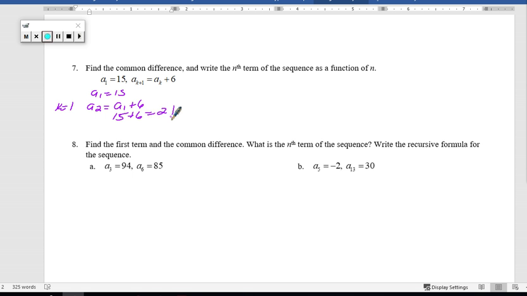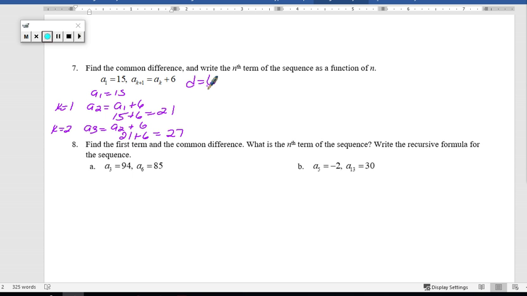If we let k equal 2, we're looking at A sub 3. It's the term before plus 6, so we're looking at 21 plus 6, giving us a total of 27. I can see here we're adding 6 each time, so our common difference is 6.